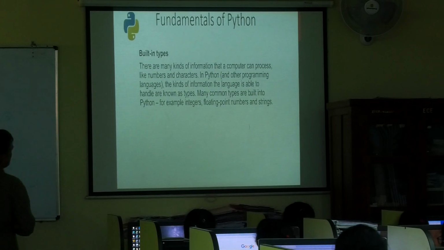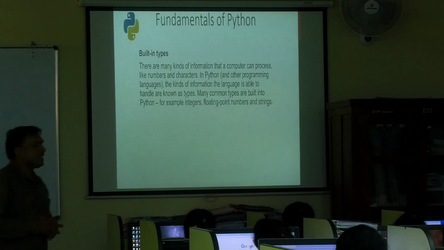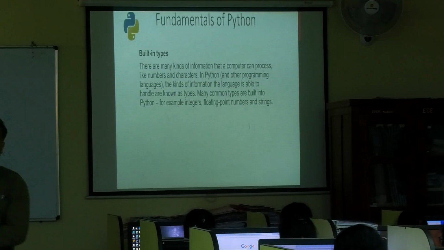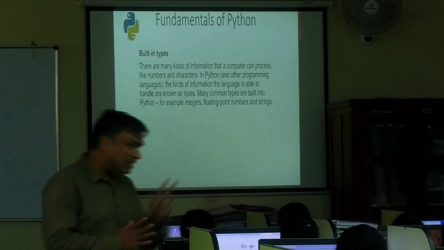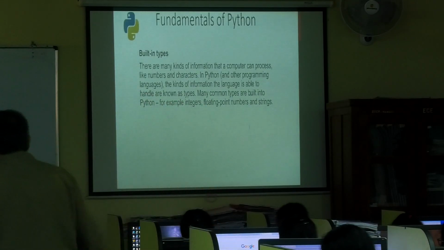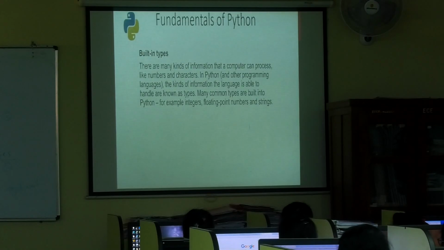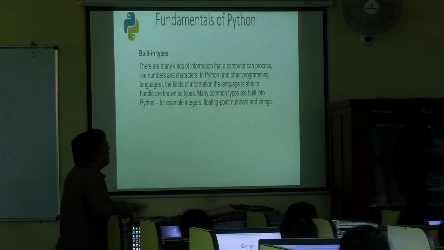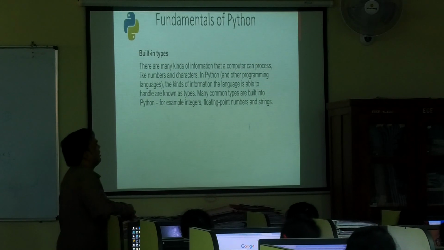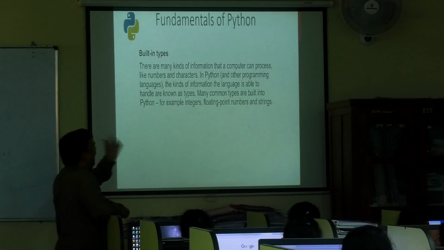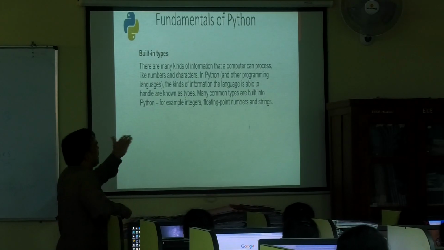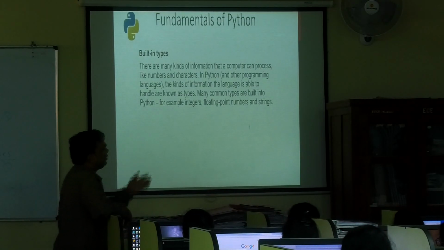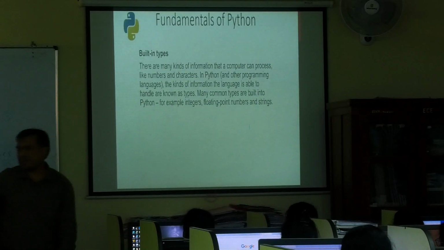So built-in types. There are various kinds of information that a computer can process, like numbers, characters, as I said, data types. So data type is also very important while writing a program, either in C or C++, or there are many programming languages. If you are in EC, you are using Verilog, VHDL. Okay, people are using TCL for creation of ad hoc networks, communication networks. So various languages will be there. Python and R are very popular languages that can handle this kind of information, known as types. So many common built-in types in Python are there, like integer, floating point number, strings. Mainly these are the data types we are using.